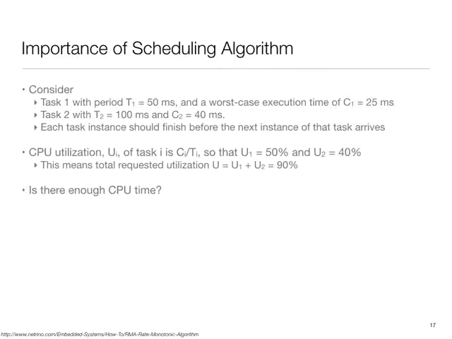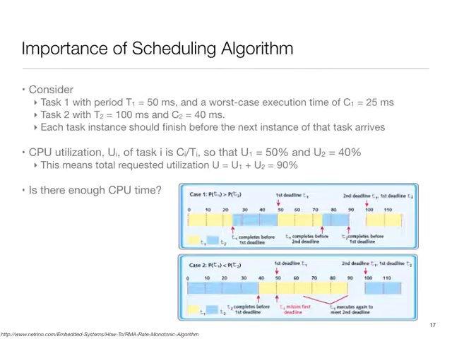Okay, so now what happens? In this particular case, I have two tasks. So really, if I have to assign priority, I only have two choices. I either give task 1 high priority, or I give task 2 high priority. So what would happen? In this case, what you're seeing is yellow is task 1, blue is task 2. So let's say I give task 1 high priority, okay?